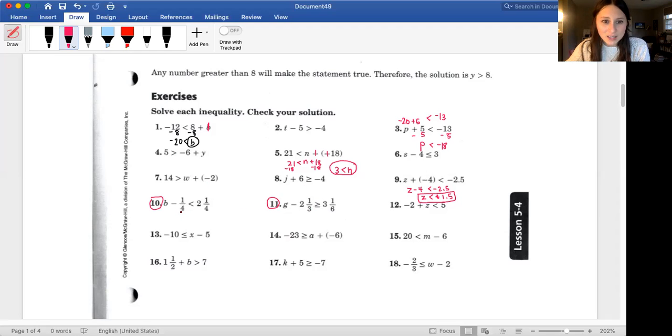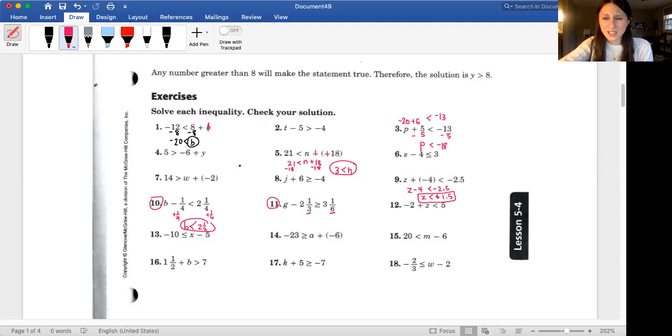So let's do number 10. We're going to add 1/4 on both sides. And 2 1/4 plus 1/4 is just 2 2/4. But if I simplify that, that's 2 1/2. So I have b is less than 2 1/2. And that's my equation. If you see a fraction where there's not the same denominator, you probably want to change that to be a fraction with a common denominator.